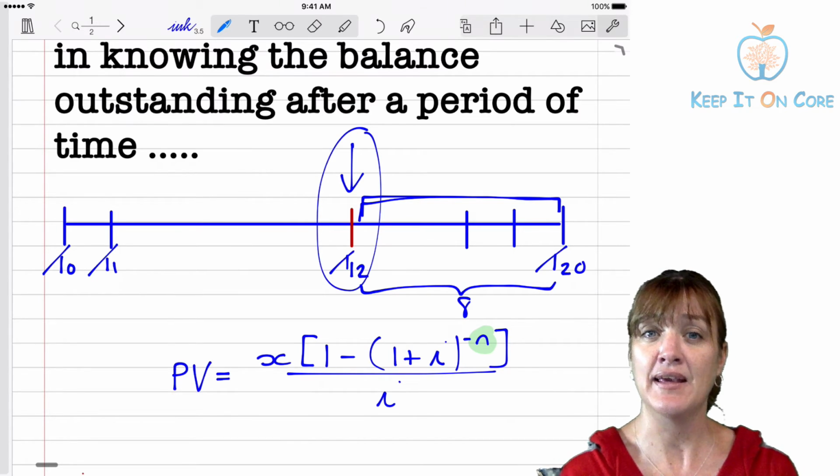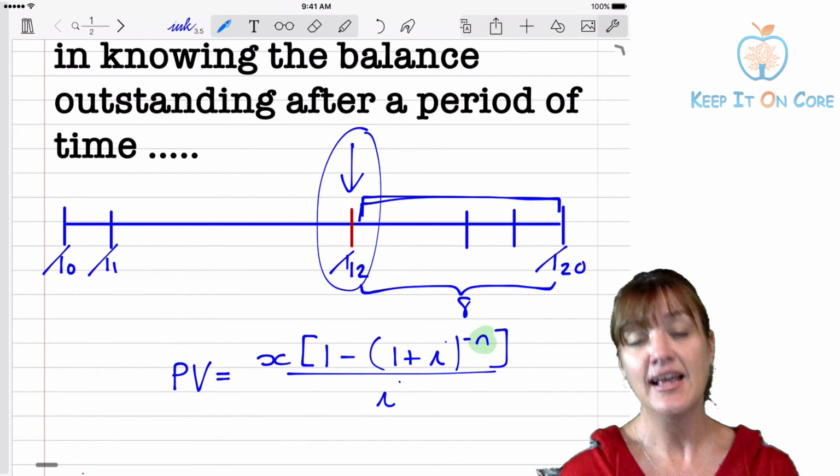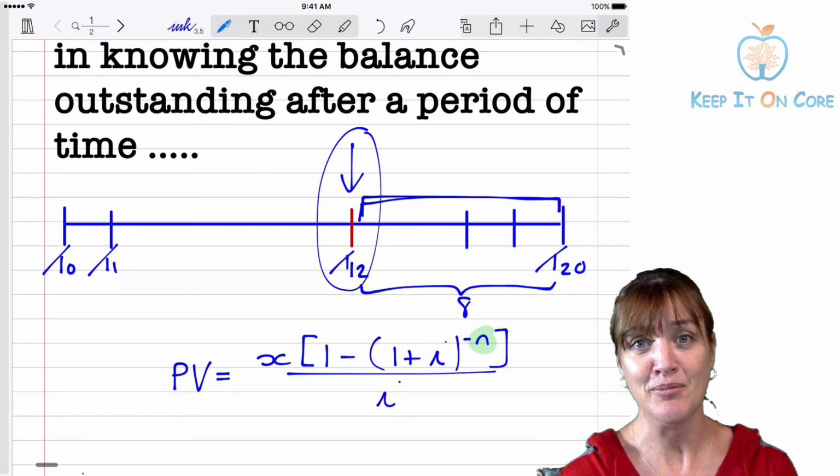That's what your n is going to be in the balance of the loan calculations, and that's what we're going to have a look at in the next example. So please join me there.